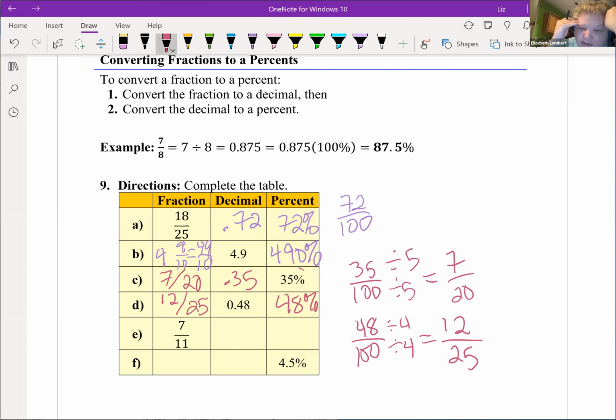Now 7/11. This is the point where we go, why? Why would you do this? Seven divided by 11. I don't like repeating decimals. So this is 0.63636363. So I'm going to write it with that bar over the top. Otherwise, they would give you in the directions how many places to round to if it goes on and on and on.